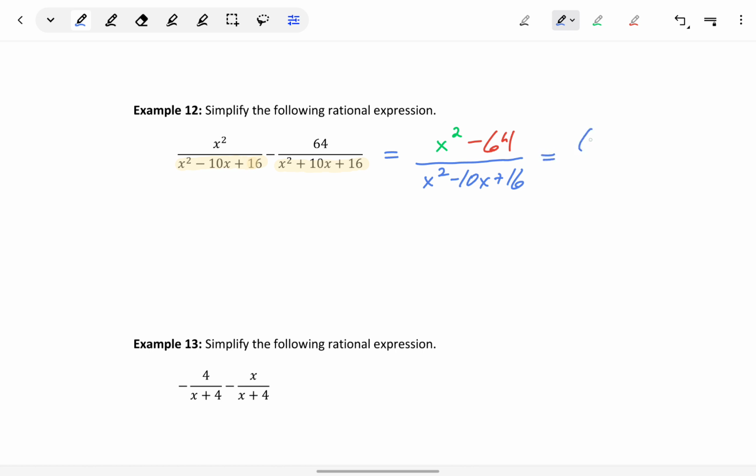The numerator will factor as x minus 8 times x plus 8 using difference of squares. And the denominator will factor as x minus 8 times x minus 2. And we see that x minus 8 over x minus 8 will cancel, leaving us with x plus 8 as our only factor in the numerator and x minus 2 as our only factor in the denominator.